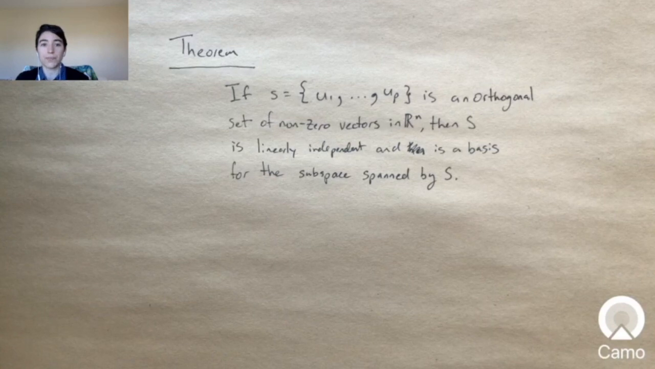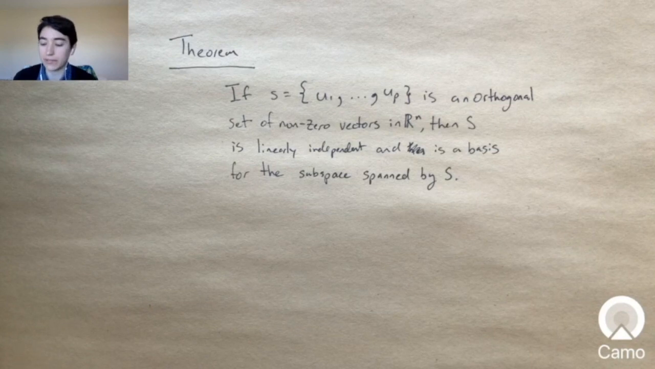Okay, so if we have a set of orthogonal vectors, we automatically know that A, the vectors in there are independent, and B, the vectors in there are a basis for the subspace of that set of vectors. There we go. Okay, let me give you another definition.